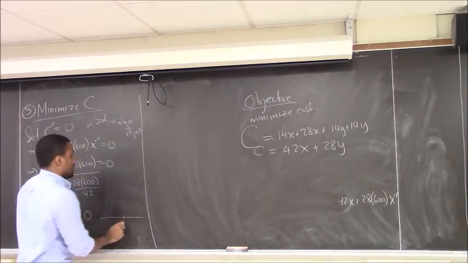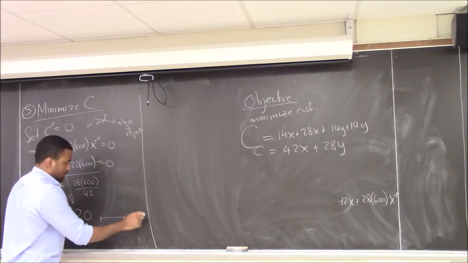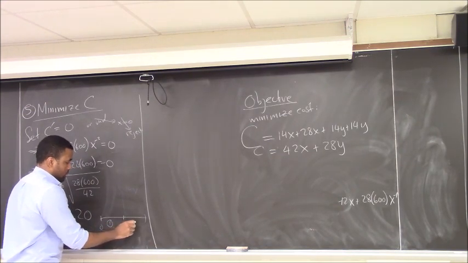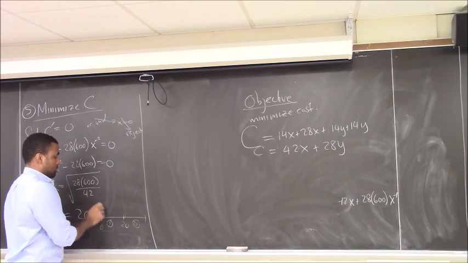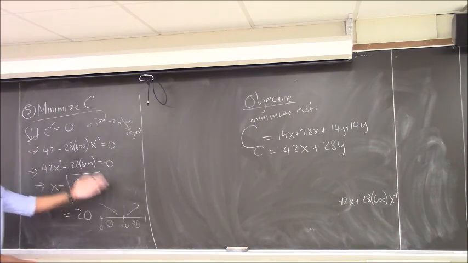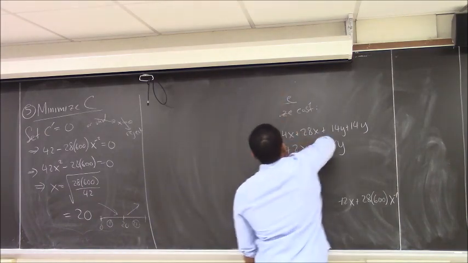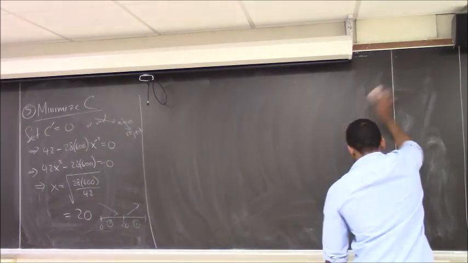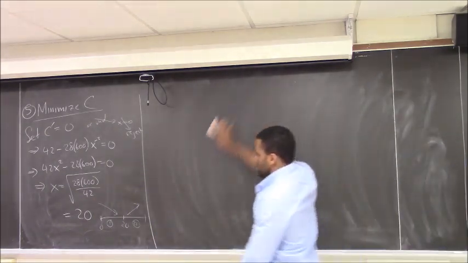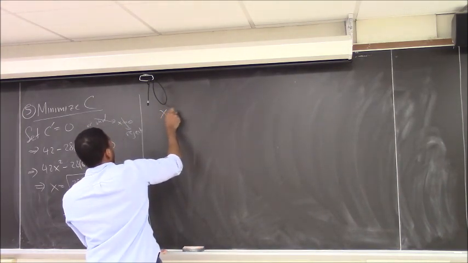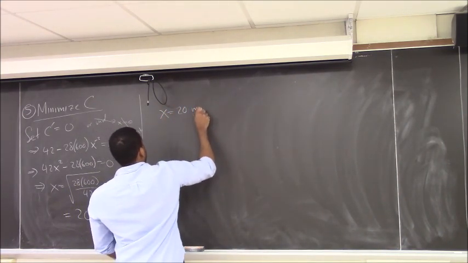Of course, again, to be formal, when you plug these values into the derivative, you're going to get that situation happening. And so x equals 20 minimizes.